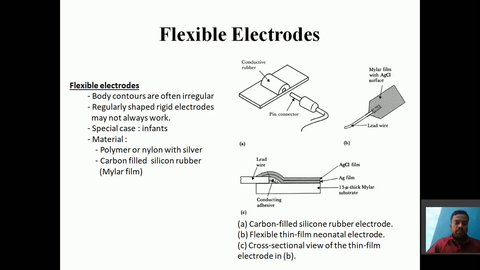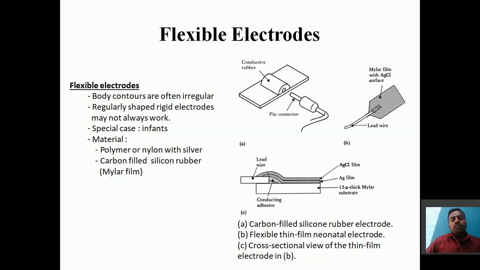Okay, right. Next you are going to see the flexible electrode. The flexible electrode is the easiest method, and it is placed over our skin. The previous electrodes have a fixed shape, it won't vary. But this is a flexible electrode, it looks like a sticker. We can fix this electrode on any irregular body structure.